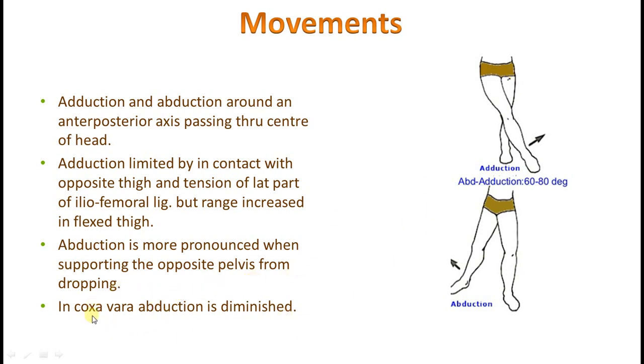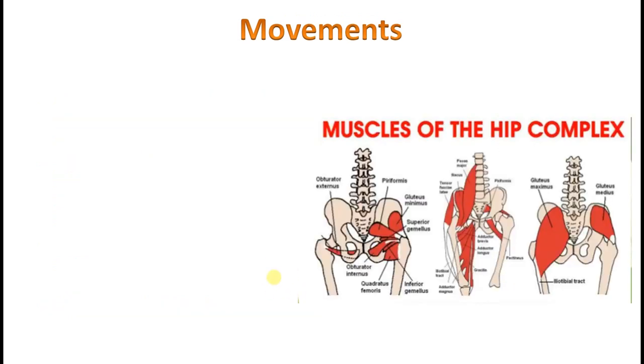In persons with coxa vara, where the neck shaft angle is diminished, abduction is also limited. Why abduction is limited in coxa vara is because the greater trochanter will very early go and impinge on the ilium. Thereby it will arrest further abduction in coxa vara, with a diminished or decreased neck shaft angle.